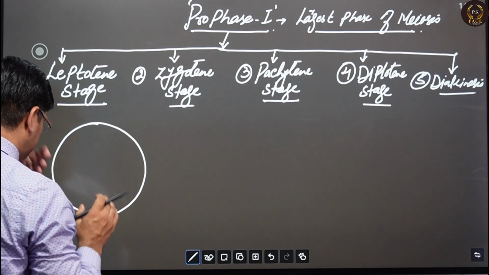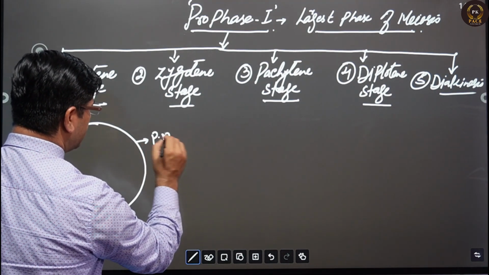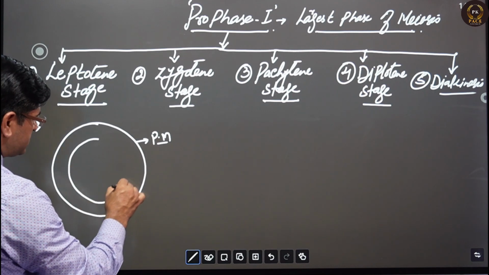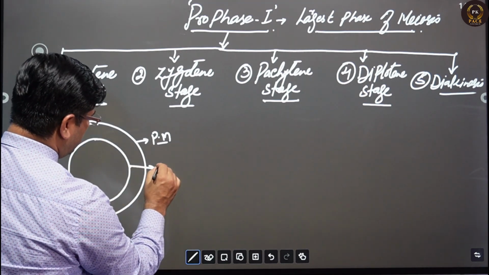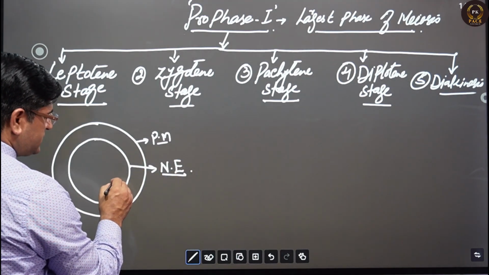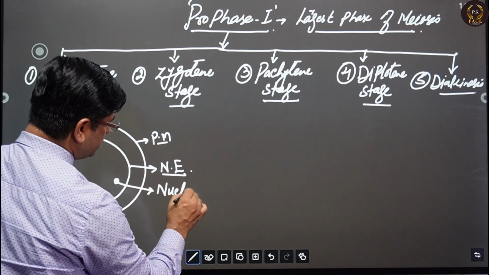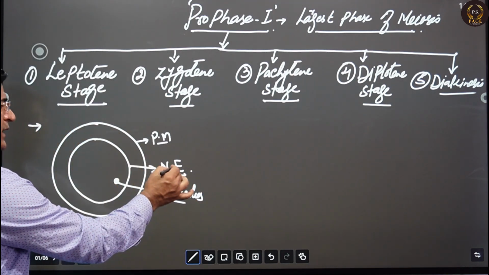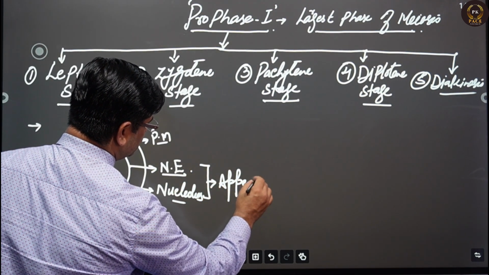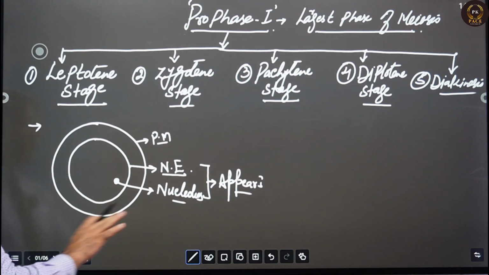This cell in the leptotene stage has the plasma membrane outside, and in the center there is a nucleus. This is the covering of the nucleus, which is called the nuclear envelope. Within the nucleus there is a small structure called the nucleolus. Both the nuclear envelope and nucleolus appear during the early leptotene stage of prophase 1. They remain intact; they are not going to disappear.